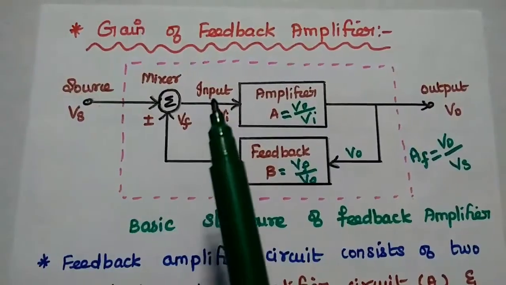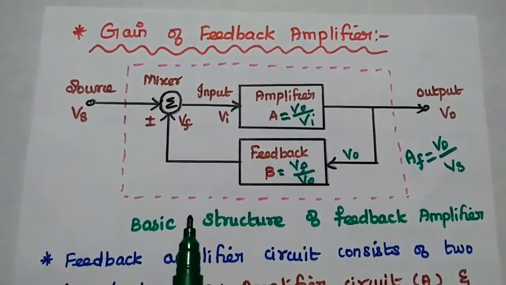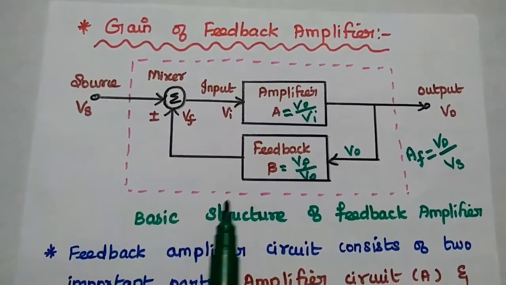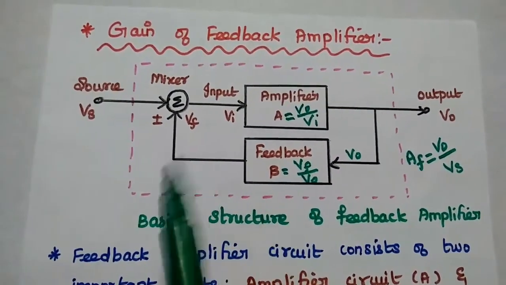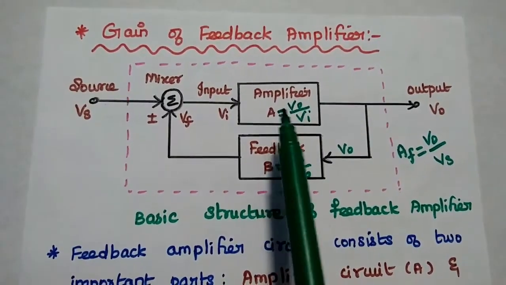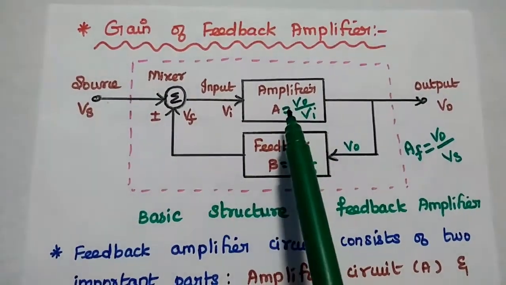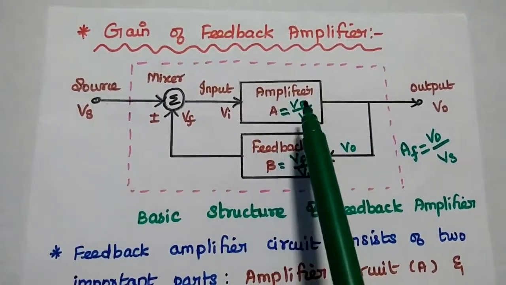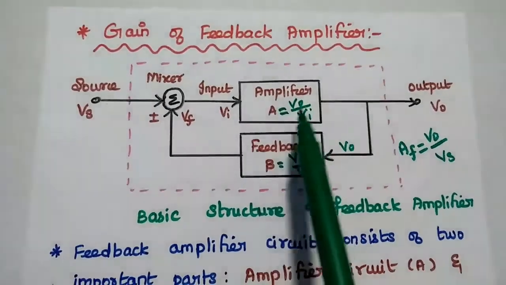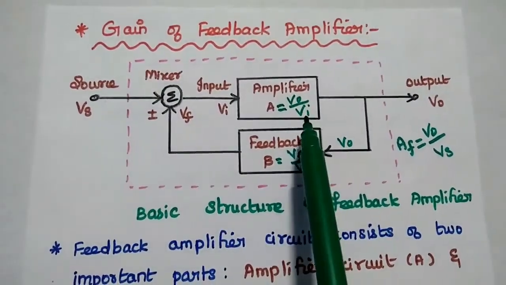Next, we are going to derive the gain of the feedback amplifier. For that, we can consider the basic structure of the feedback amplifier. This is the basic structure. It has two important circuits, the amplifier and the feedback network. So, the gain of this amplifier A is equal to output by input. The output for this amplifier is V0, input is Vi. So, V0 by Vi.